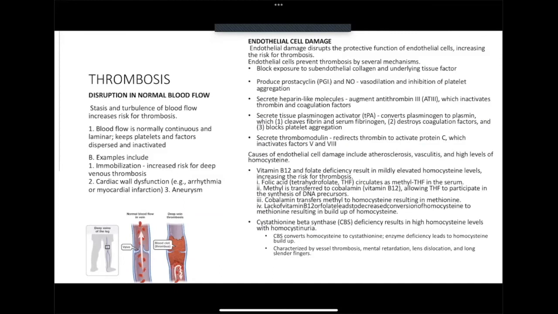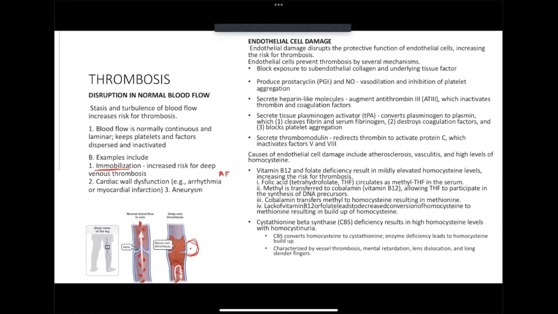Okay, so immobilization is a main thing. And cardiac wall dysfunction, arrhythmias, especially atrial fibrillation. Very important. The main complication of atrial fibrillation is emboli. So thrombus formation that can embolize to another part of the body. Very important. Aneurysm, because you're creating a pocket here, which is very prone to thrombus formation.